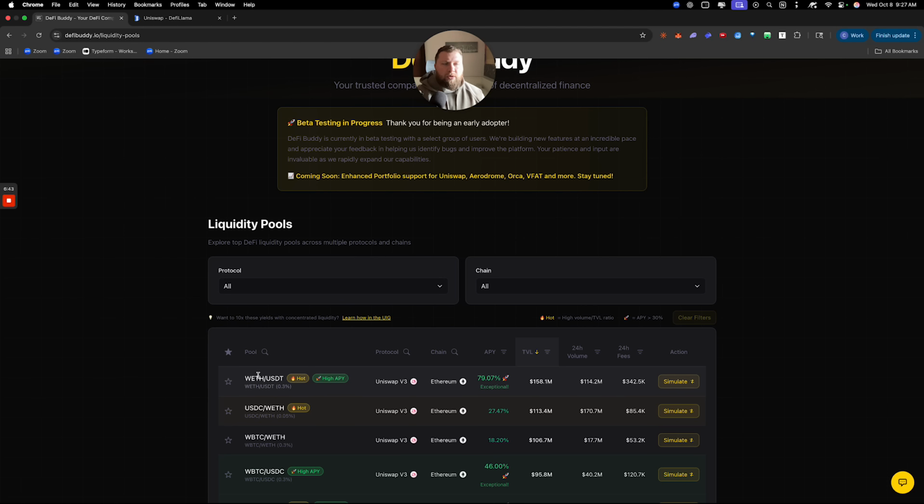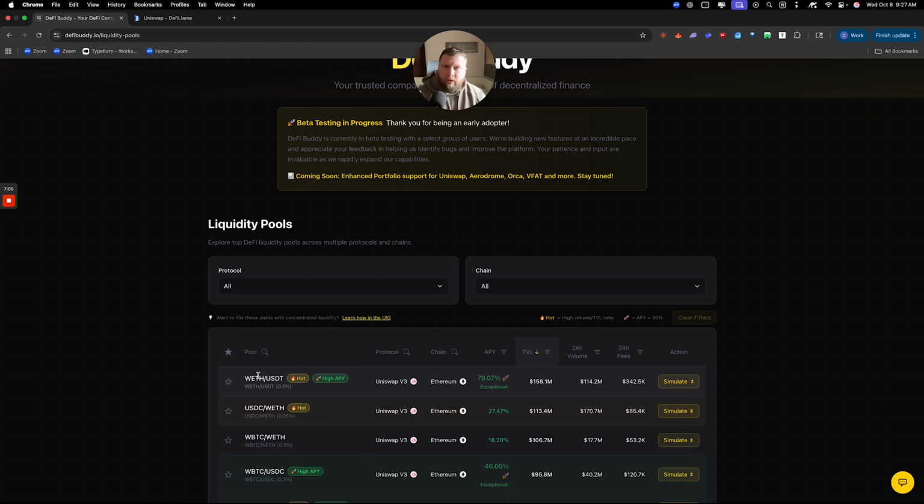For some people who deploy $500 into an Ethereum mainnet pool, they're paying $5-10 worth of gas fees, so they're going to have to generate more than $10 in fees before they even break even. And with $500, that's going to take a long time, and that's not considering any rebalancing that you need to do, et cetera. So as a beginner, I would not be deploying on Ethereum mainnet.